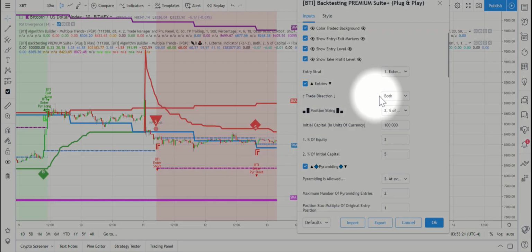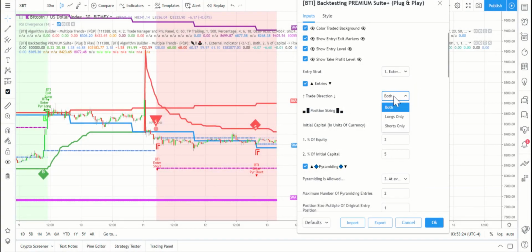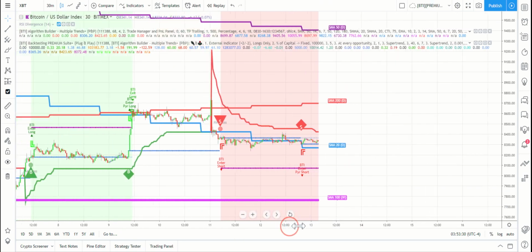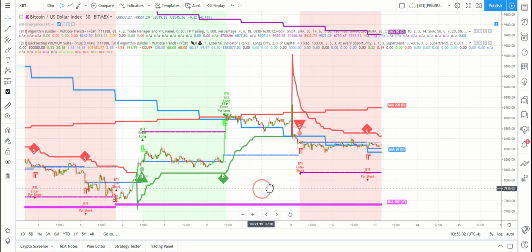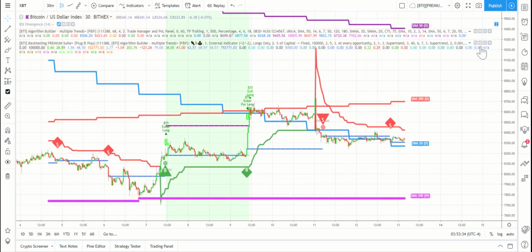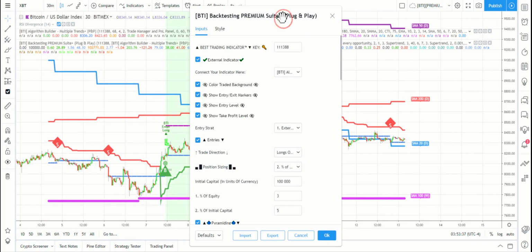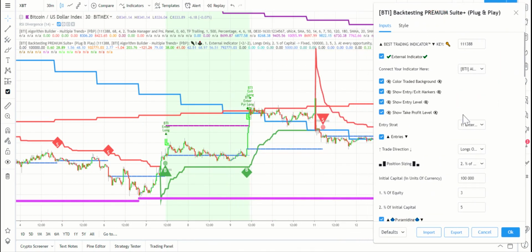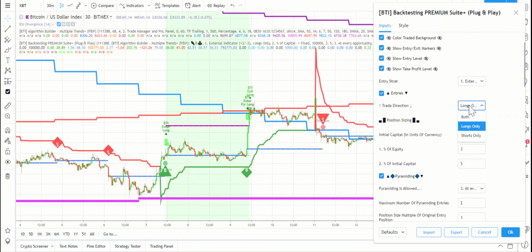Trade direction. Select whether your system should trade one side only, or both. Let's try, telling the backtest to consider only the long positions. You certainly noticed the short positions disappeared. And now, we'd like the engine to only go short.